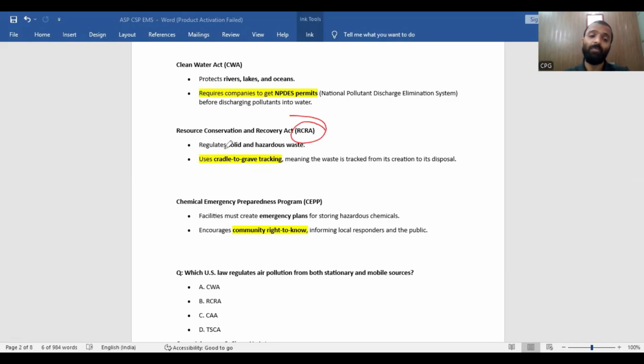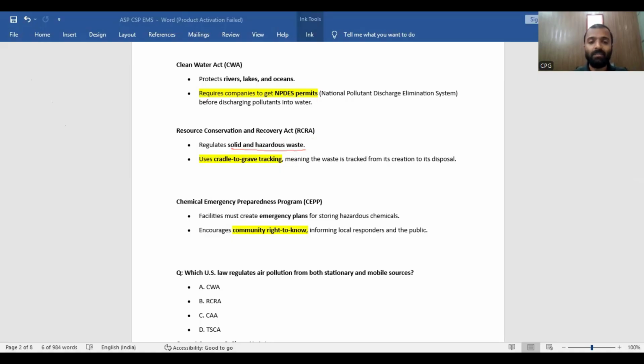It is RCRA, the Resource Conservation and Recovery Act, meaning waste is tracked from its creation to its disposal. So that is RCRA, which regulates solid waste and hazardous waste. Cradle to grave tracking, very, very important.